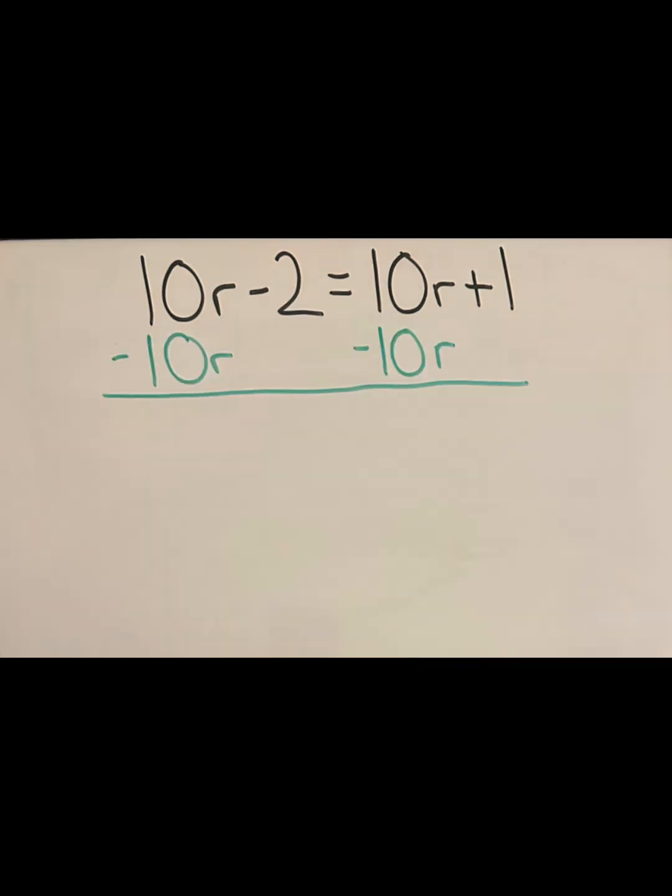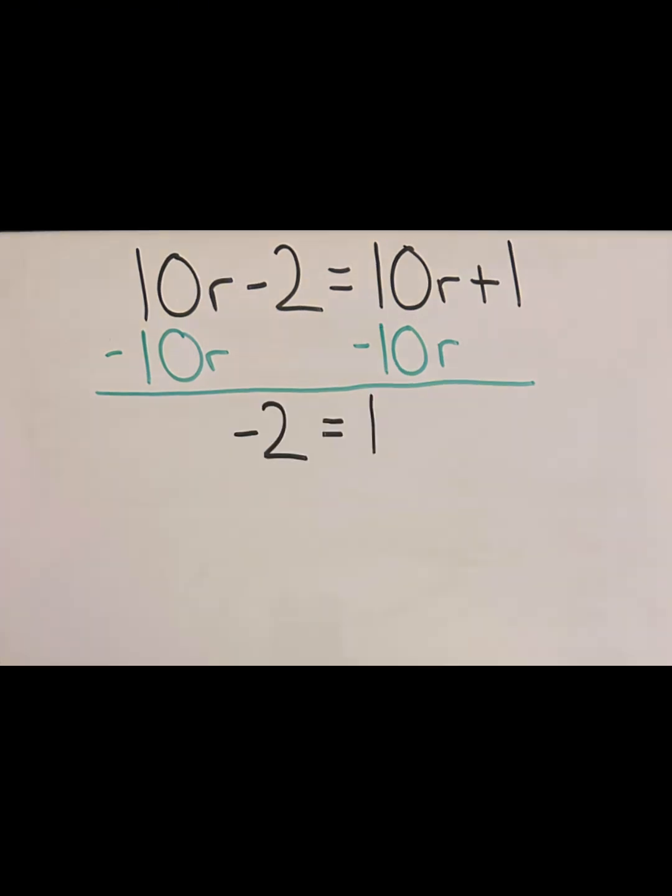So again, we have the same variable on each side of the equal sign. Since they're positive, we want to subtract by the inverse, which is 10r. Now my new equation is negative 2 equals 1, which is not a true statement at all. So what this means is this equation does not have a solution.